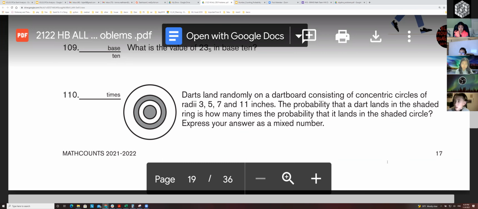Hey, Dylan, go ahead. What is base 10 again? Sorry, what's that? What is base 10 again? I don't get your question, actually. We're doing 110. Oh, yeah, we're doing 110, this one.